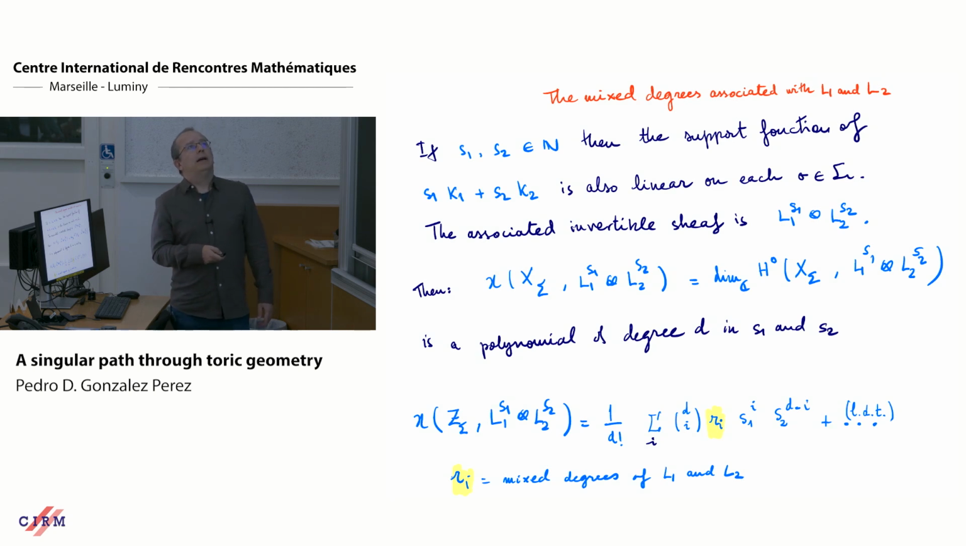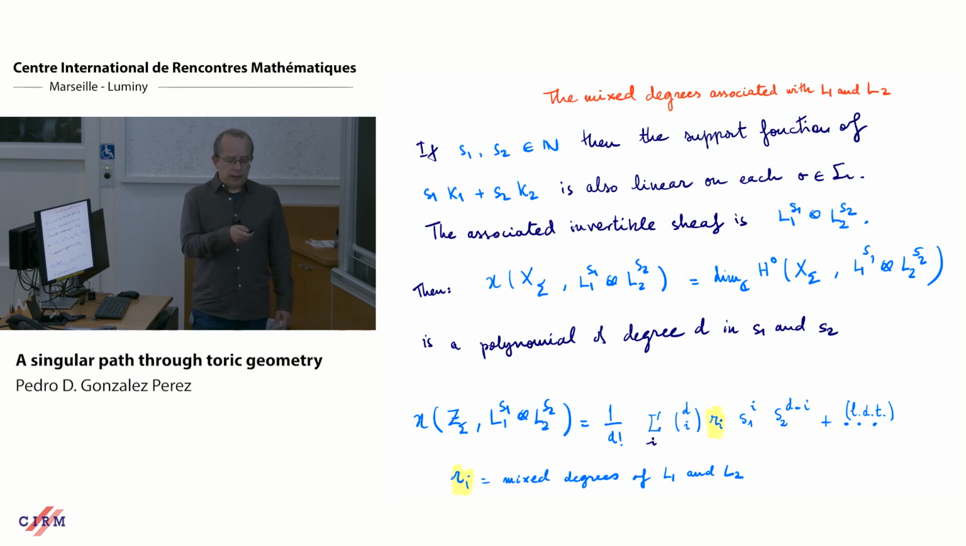Now we can consider in a similar way, if we take a couple of integers s1 and s2, then we can take the Minkowski sum, and the support function of this Minkowski sum is also linear on the cones of the fan sigma introduced before. And so we have an invertible sheaf on it, which is nothing but this tensor product of the invertible sheaves L1 and L2.